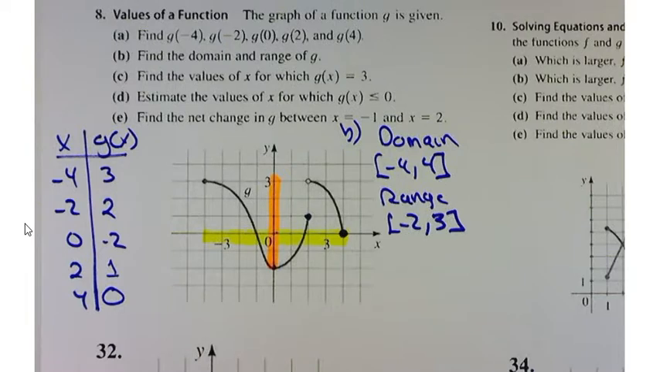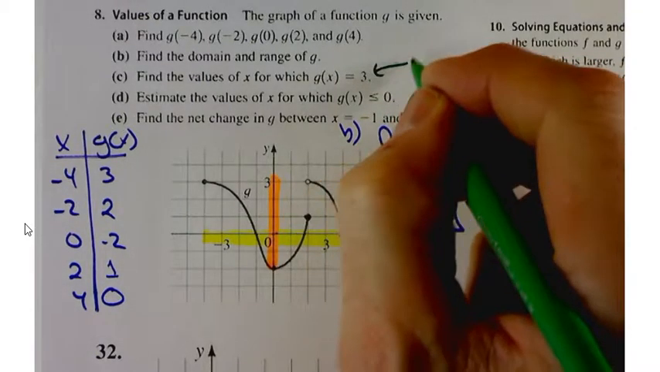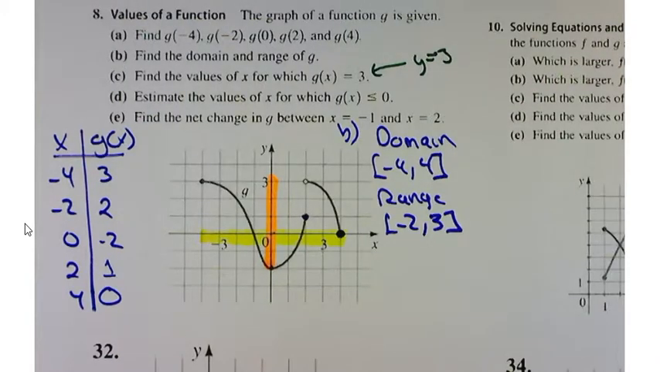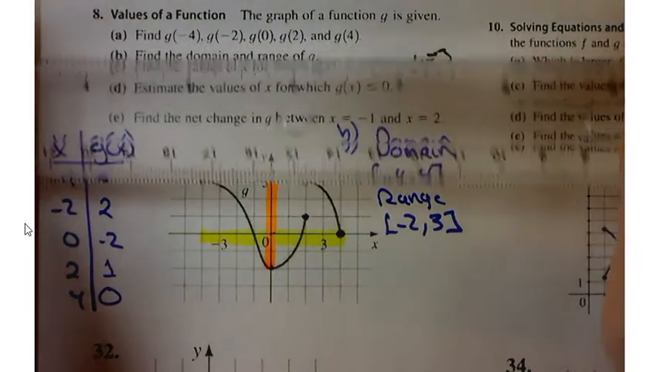Let's keep going. In fact, my last comment is really relevant to this next part. Part C, it says, find the values of x for which g of x equals 3. Now, effectively, that's asking you for where y equals 3. So where are the y coordinates equal to 3? For what x coordinates?